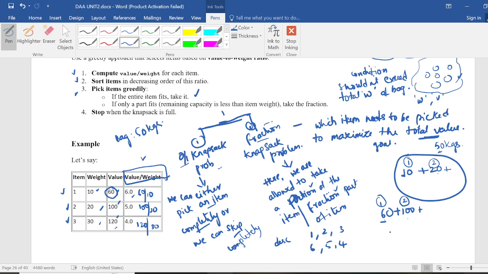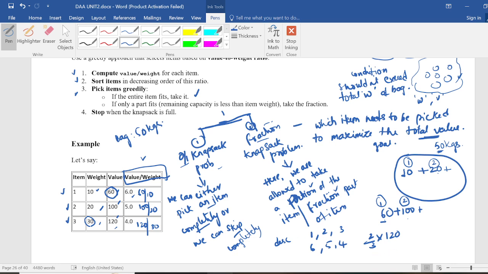So what is the 2/3 value of the third item? We cannot take the third item completely because it amounts to 30 kgs, where we have room for only 20 kgs now. We can't take 30 kgs because our weight should not cross 50 kgs. We have to take only 20 kgs. Okay. So 2/3 of 120. What is 2/3 of 120?